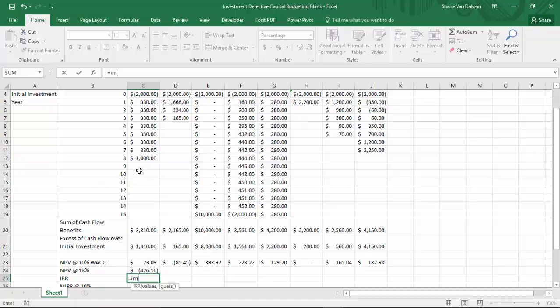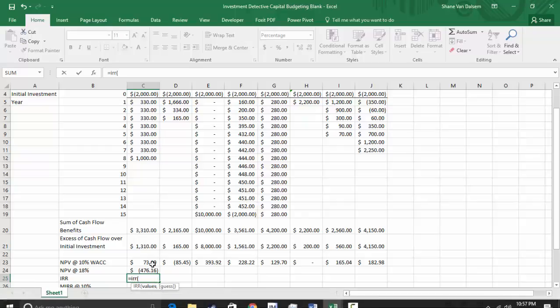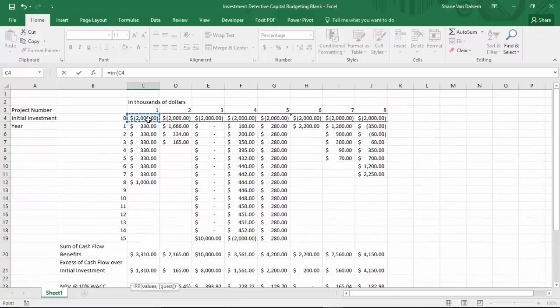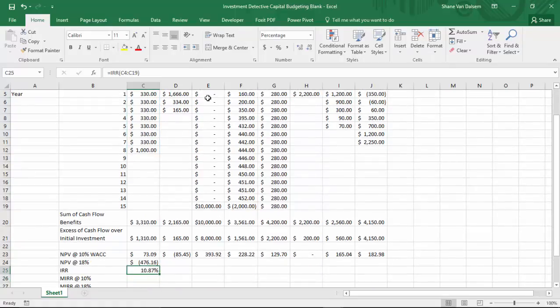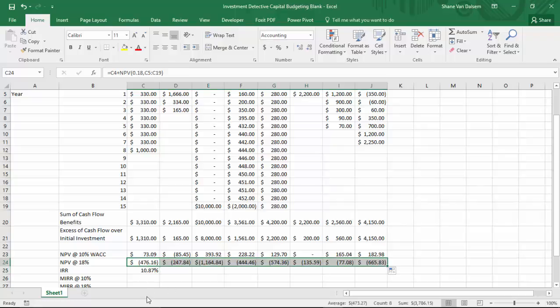So if we think there's going to be multiple IRRs, we'll put in a guess for what we think the IRR will be. And if there are multiple IRRs, then Excel will choose the one that's closest to our guess. I'm not going to include a guess here. I'm just going to put in all the cash flows, close the parentheses, and get the IRR at 10.87 in that case. So I'm going to go ahead and grab these two.